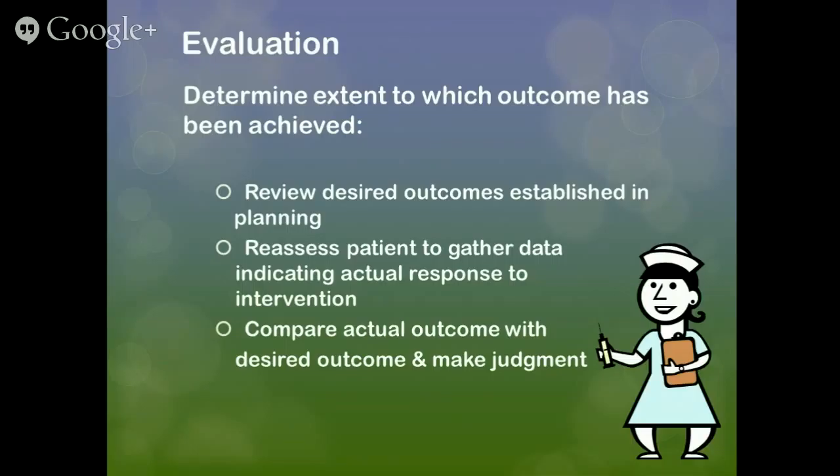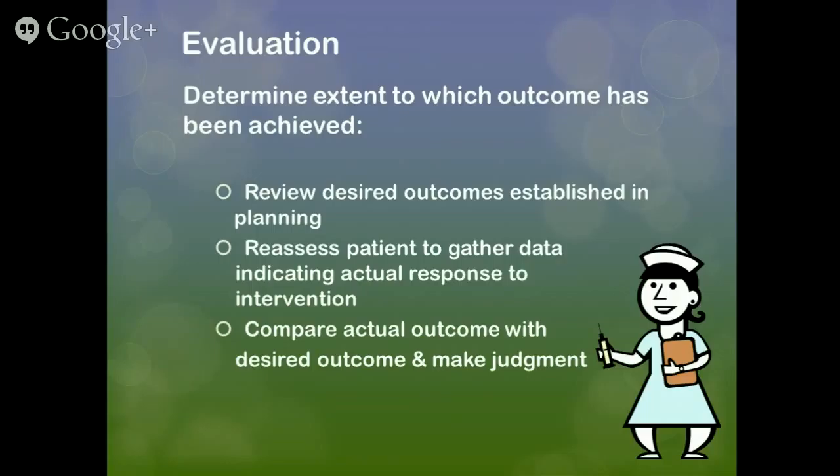Your possible outcomes would be that your outcome was achieved. So your patient's skin is better. Your patient didn't aspirate. Your outcome was not achieved. So maybe their skin got worse, or they did aspirate even with interventions in place. Or your outcome was partially achieved.